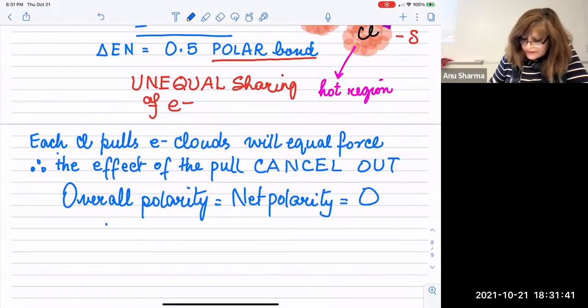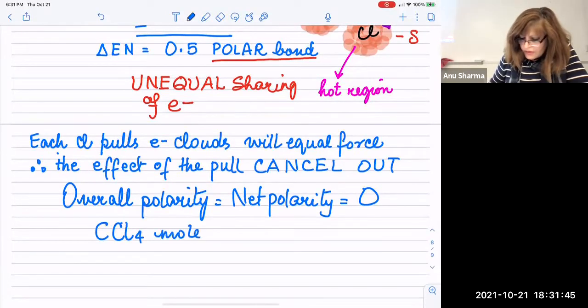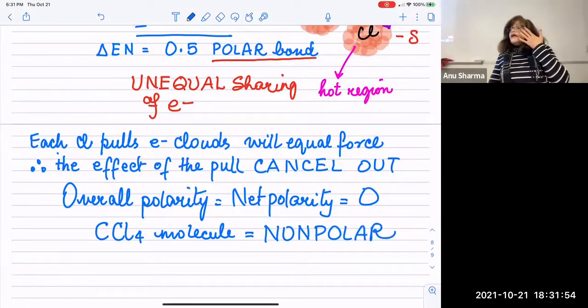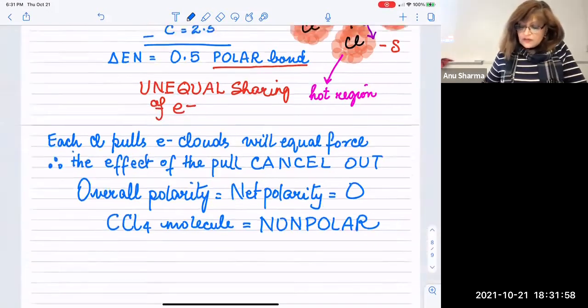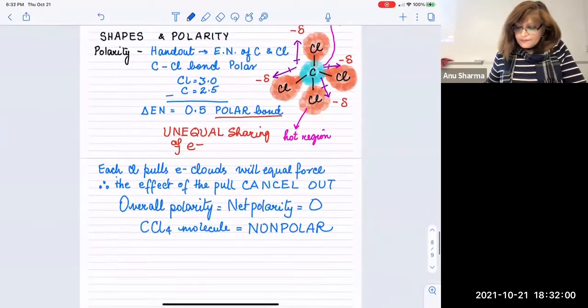So therefore, the CCl4 molecule is non-polar. Even though every bond is polar, the overall molecule is non-polar. Okay.